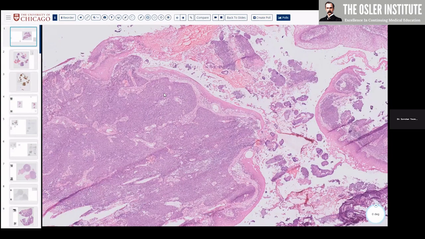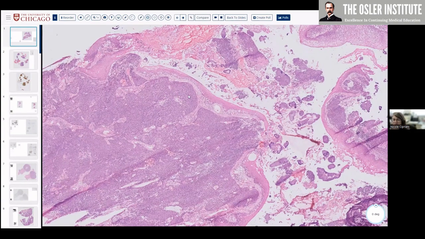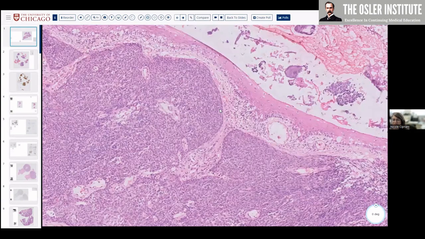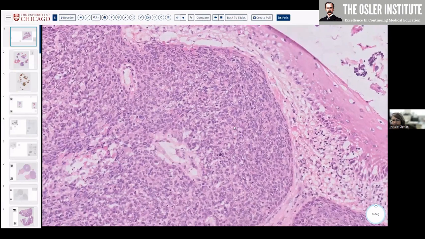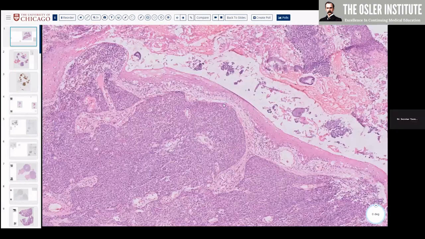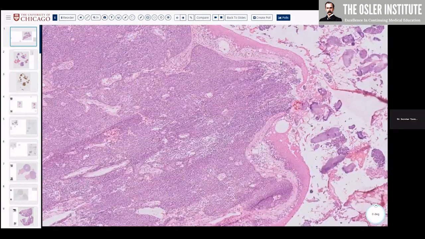Tonsils. Tonsils, okay, right? So we have this Waldeyer's ring area of lymphoid tissue. That's base of tongue, posterior tongue, tonsils, and then up in the nasopharynx, we have the adenoids. So this is going to be tonsil or base of tongue. And so what do we see? It's a nest of tumor tissue.